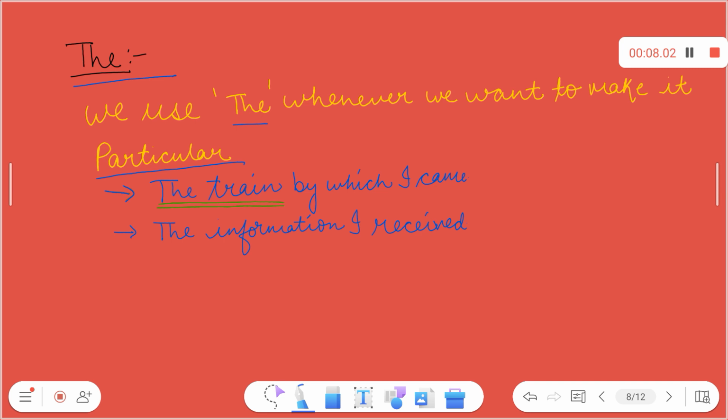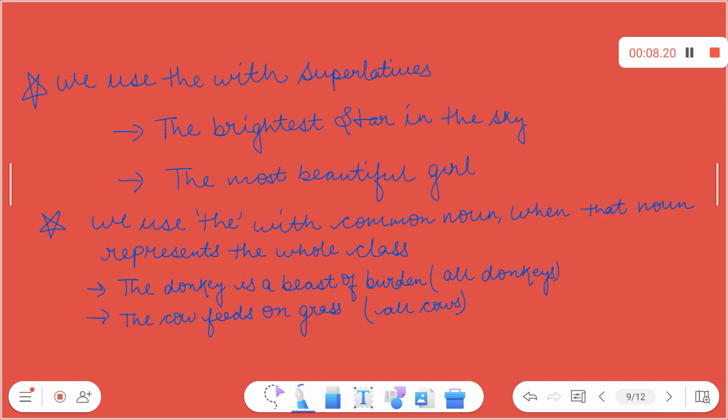And when I say the information I received, there might be several pieces of information, but I'm talking about the particular information, so I have written "the" over here. Alright, we use "the" whenever we want to make it particular. Is that clear to you?